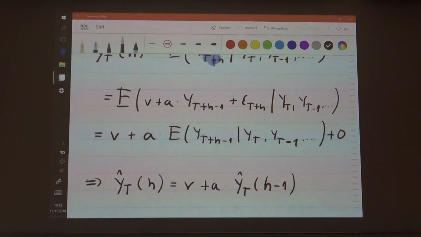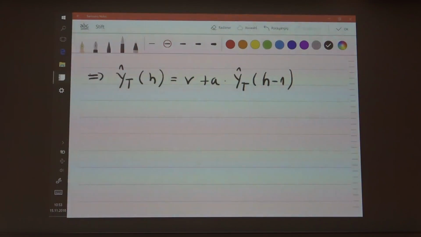You understand this? So that's what we have figured out here in this case. The forecast at time t for time t plus h is going to be equal to the linear transformation of the previous forecast, for the previous point of time that you had.